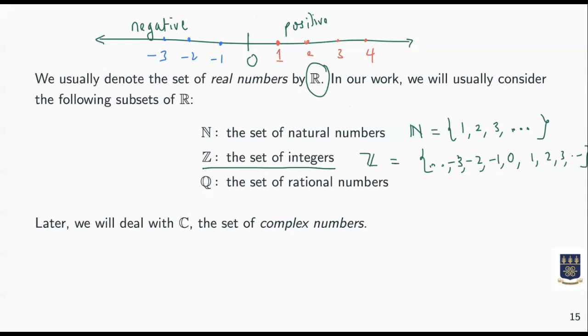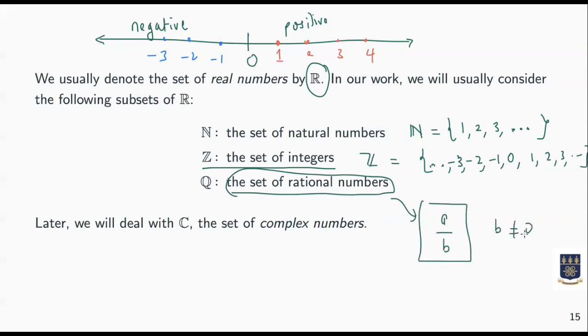But we also have other kinds. We have, for instance, the set of rational numbers. So rational numbers are numbers that can be expressed as fractions. So you've got A over B, where B is not 0. So all numbers that can be expressed as fractions are rational numbers. For instance, integers are rational numbers. So if Z is an integer, we see that Z can be written as Z over 1. So Z is also a rational number. So all integers are rational numbers.